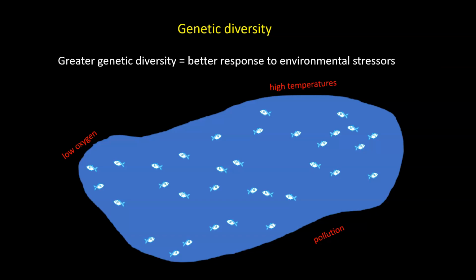In other words, there is a greater chance that some of the individuals possess traits that will give them a better shot at surviving things like disease, pollution, or high temperatures. These traits then will be passed on to their offspring.